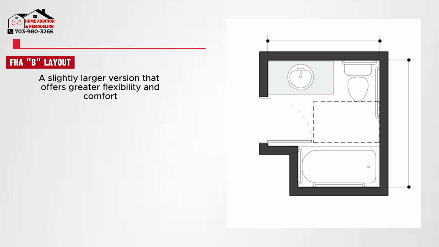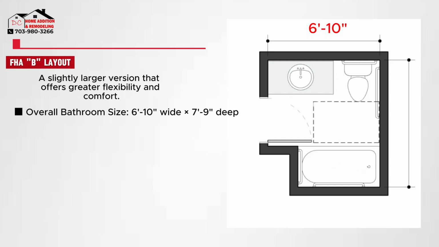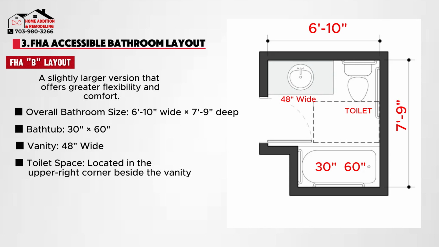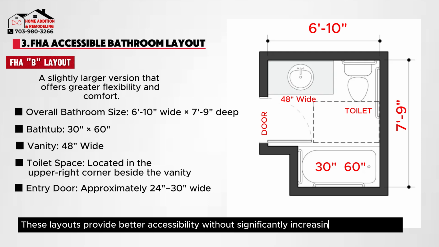A slightly larger version that offers greater flexibility and comfort. Recommended clearances: overall bathroom size 6 feet 10 inches wide by 7 feet 9 inches deep. Bathtub size 30 inches by 60 inches. Vanity width 48 inches wide. Toilet space located in the upper right corner beside the vanity. Entry door approximately 24 to 30 inches wide. Bathroom type: full bathroom with a single vanity, toilet, and standard bathtub. These layouts provide better accessibility without significantly increasing the room size.